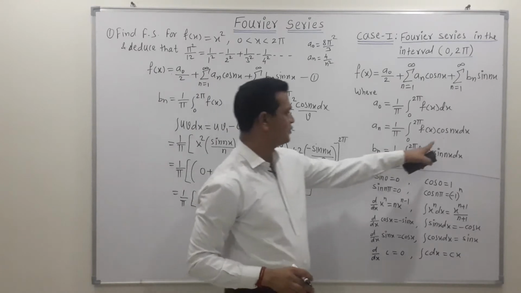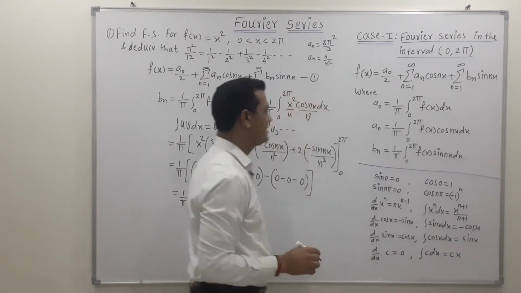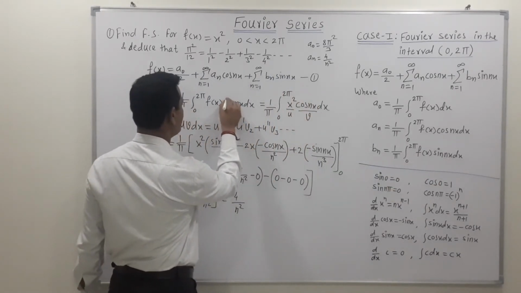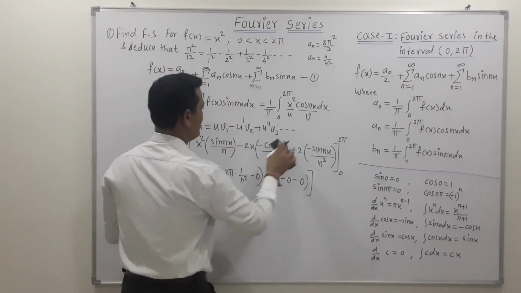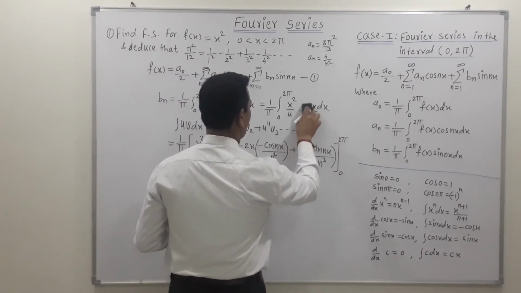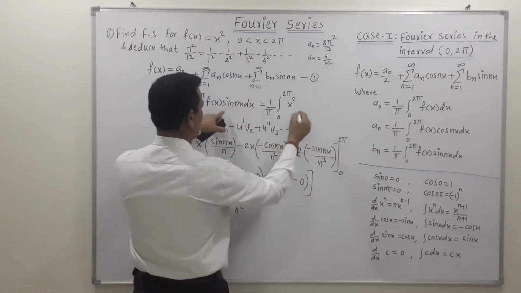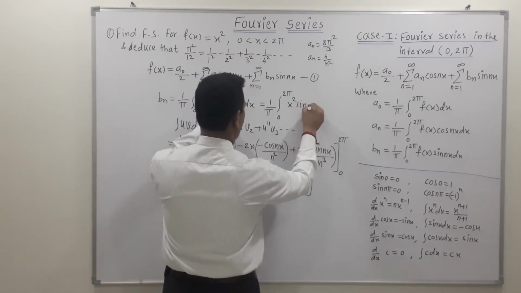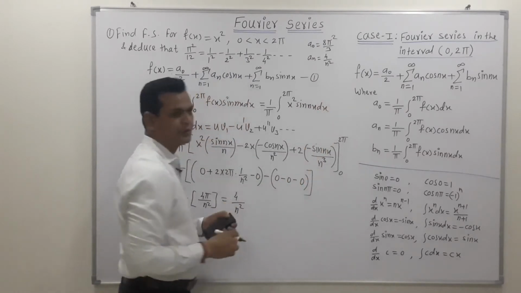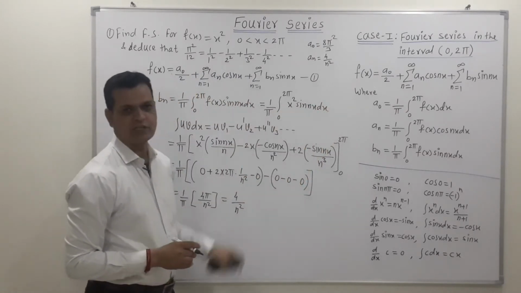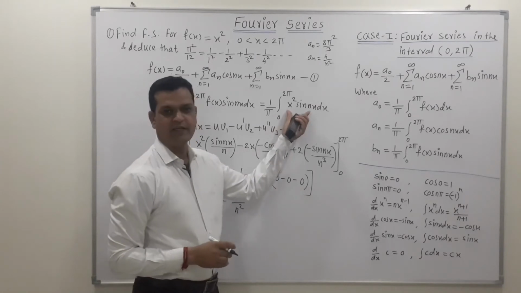Only difference between these two results is that cos is replaced by sine. So we can write here sine of nx. Now just put the value of the sine term, so that we get this term as x square into sine of nx dx. So put the value of f of x, which is x square.